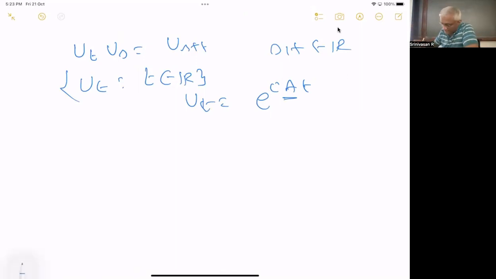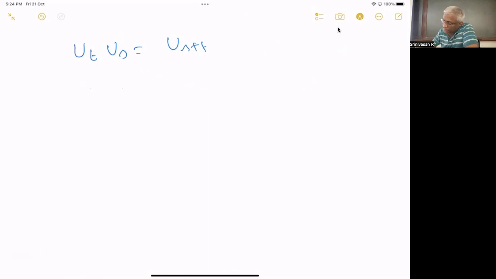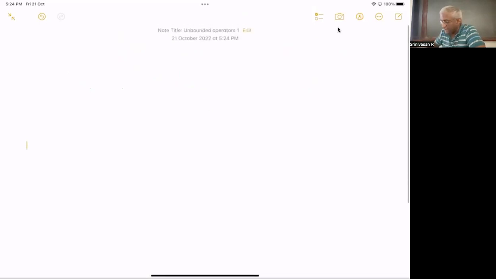And I'm going to erase this, because we will see all these things again. So for this reason, we need the theory of unbounded operators. So what is an unbounded operator? It is just any linear operator. But for an unbounded operator, we need the following information.